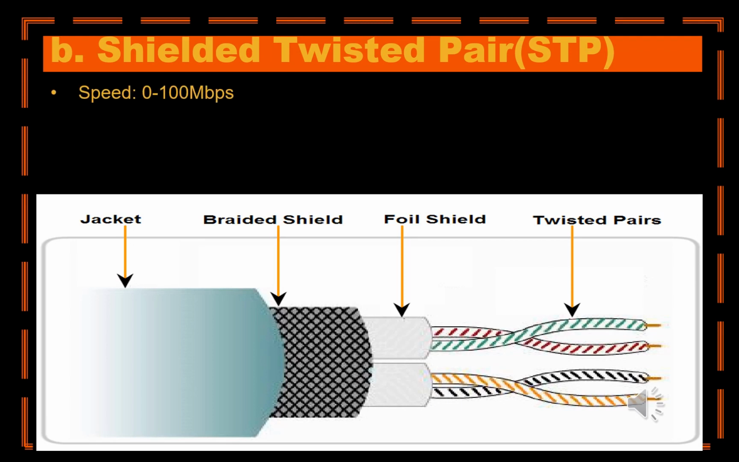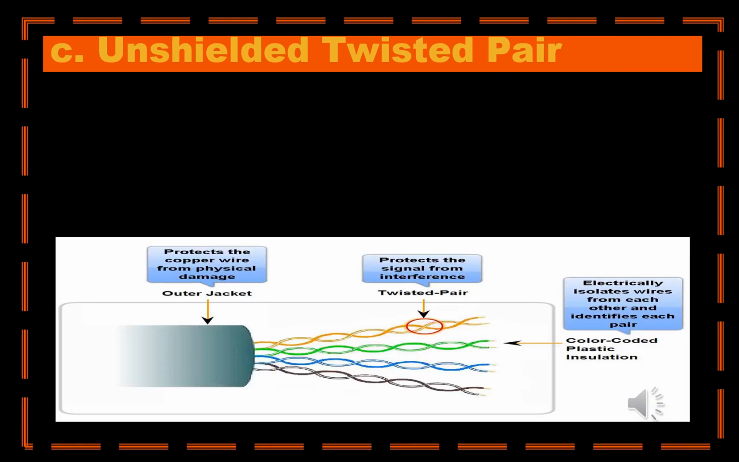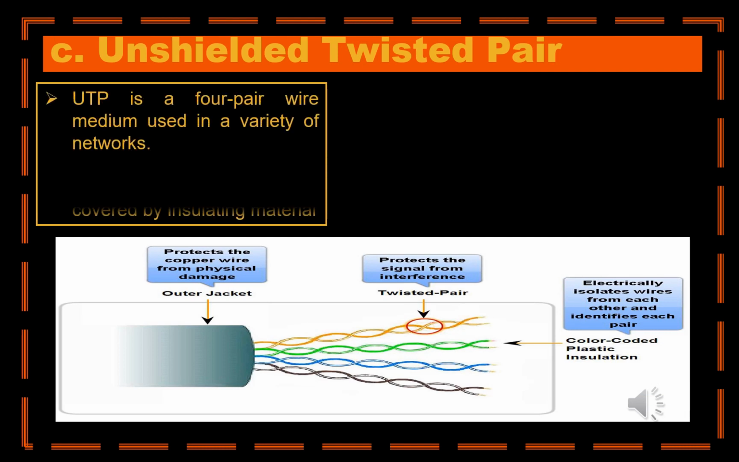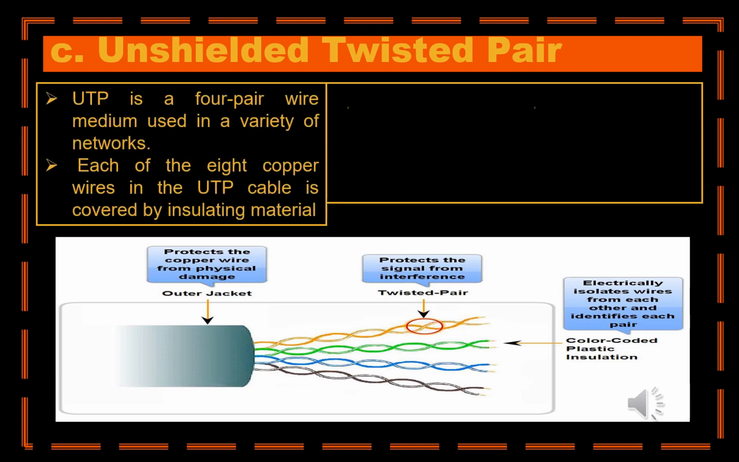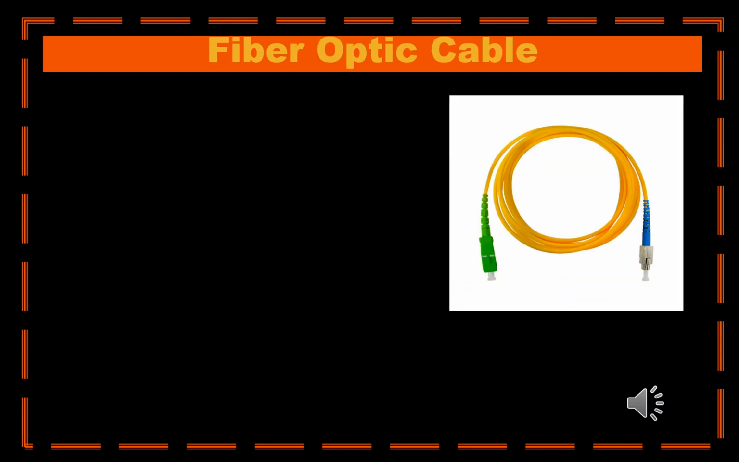Next, shielded twisted pair cable. Its speed is 0 to 100 Mbps. Cost is very moderate, and it can be used for medium to large networks. Maximum cable length is 100 meters. This is an unshielded twisted pair cable. It is a combination of 8 copper wires. The next one is fiber optic cable.